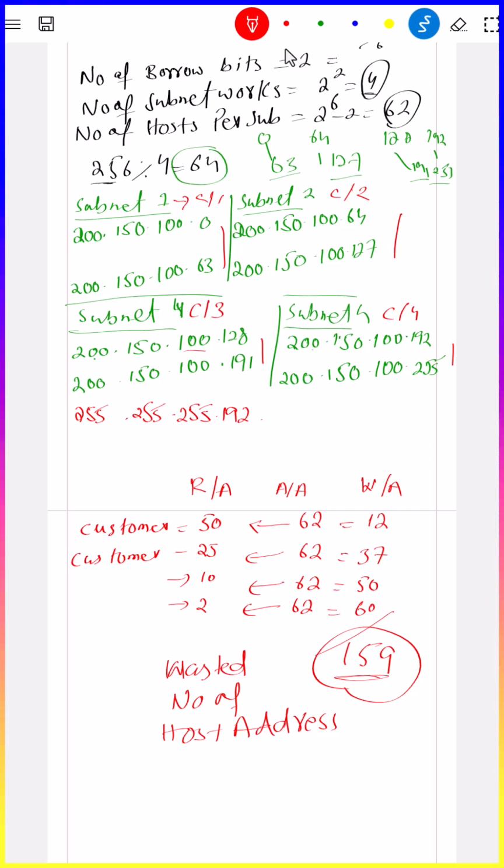So the next method is what? VLSM, variable length subnet mask. Whatever will be the required number of host addresses, accordingly we will do subnetting. Once we did subnetting, then if our requirement is variable, not constant, accordingly we can change our subnet. Okay, and that's called resubnetting of a subnet. So let's solve the same problem with the help of VLSM.